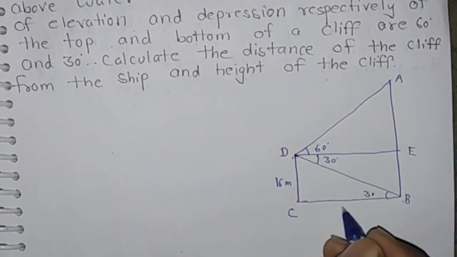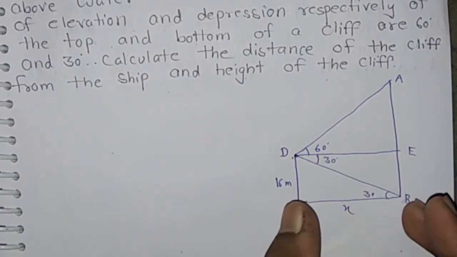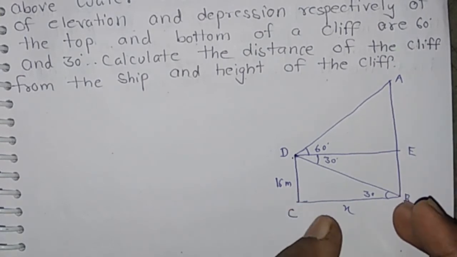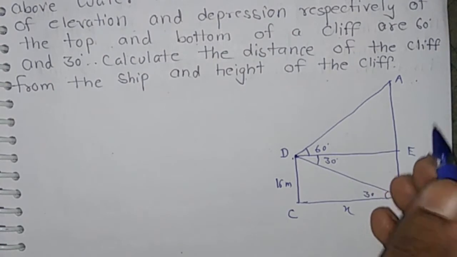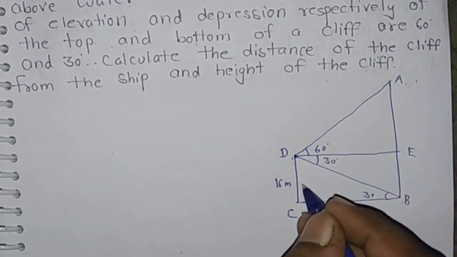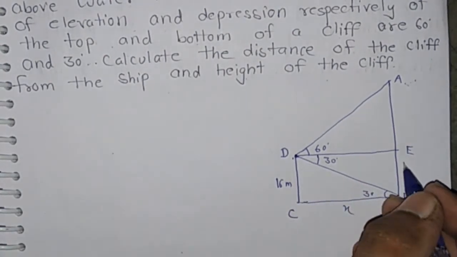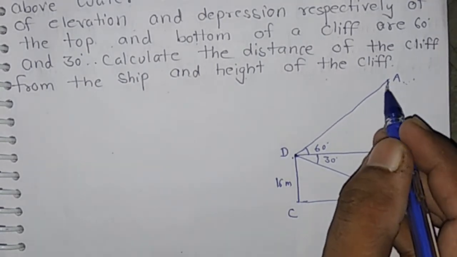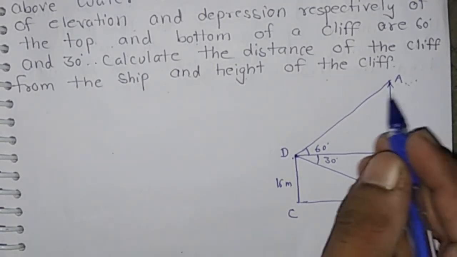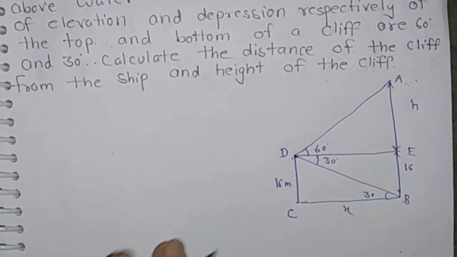Let the distance between the cliff and the ship is x, and the height of the cliff is, since DC is equal to EB, then it is 16, and we let AE equal H.